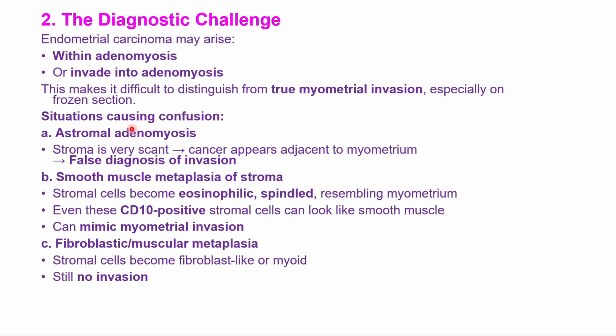So what are the situations that cause confusion? First, astromal adenomyosis. Sometimes stroma is very scant and cancer appears adjacent to myometrium, so it gives a false diagnosis of invasion. Second thing, smooth muscle metaplasia. As we have seen in the earlier slide, there are CD10 positive stromal cells which can look like smooth muscle cells and can mimic myometrial invasion. And whenever there is fibroblastic or muscular metaplasia, there is no invasion.